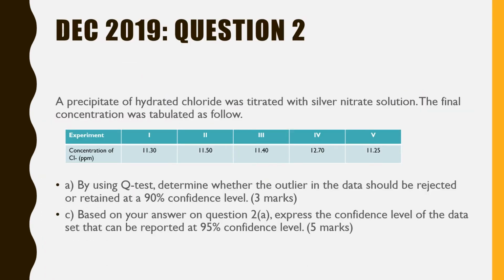Okay, next we go to another question, December 2019, question 2 also. The question states that a precipitate of hydrochloride was titrated with silver nitrate solution. The final concentration was tabulated as follows. Here we have 5 data with different concentrations. For question A, by using Q test, determine whether the outlier in the data should be rejected or retained at 90% confidence level. And question C, based on your answer on question 2A, express the confidence level of the data set that can be reported at 95% confidence level.